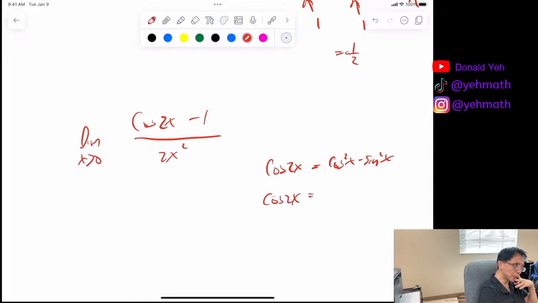Cosine 2x is equal to 1 minus 2 sine square of x, and the cosine 2x is also equal to 2 cosine square of x minus 1. Now, your goal is to figure out which one to substitute that's best. Last period, Taylor Fred said, I'm going to choose the second one because I'm going to get sine square of x over x squared, which is also a good reason.